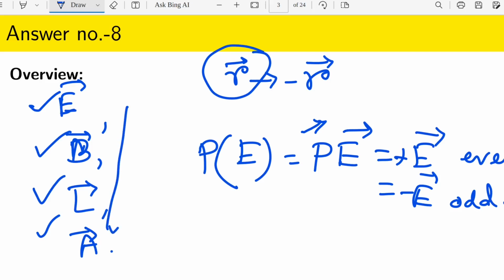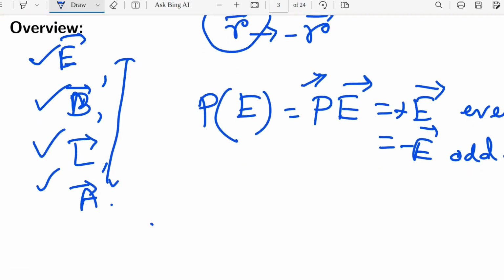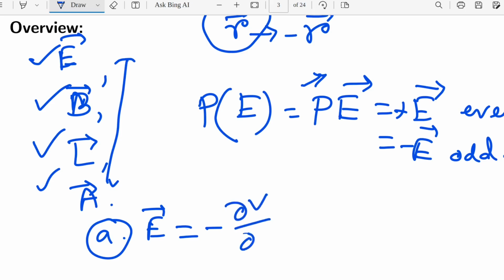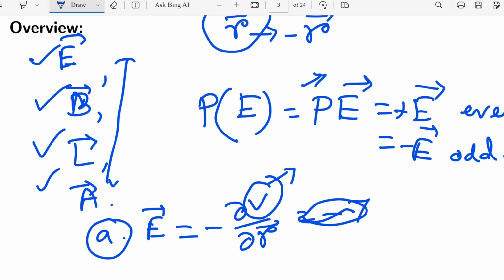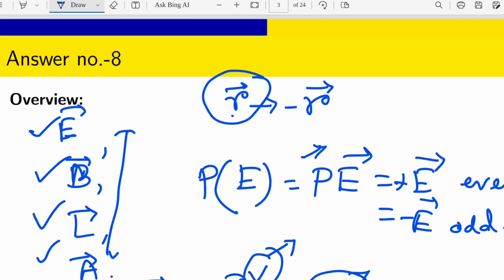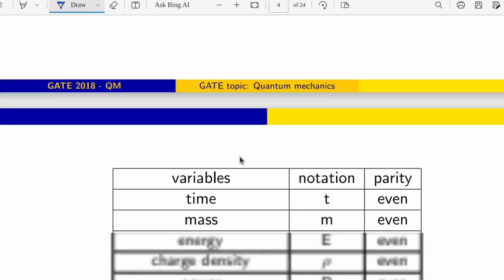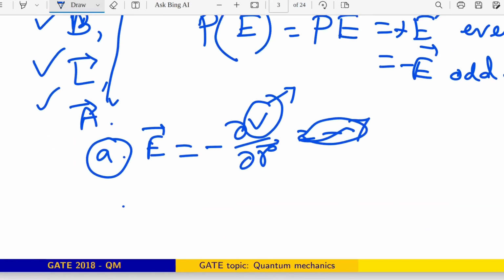So to know these things, how to do that? Let's say I am writing at the very first E. At the very first we will calculate E. E we can write as minus del V by del r, right? Because this is the potential gradient, and then there is a minus sign. So E can be written as minus del V by del r, where V is the potential and r is the vector here. So if I told you that under parity r will be replaced by minus r, now I am going to replace r by minus r.